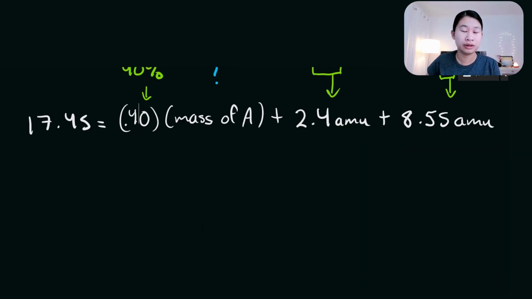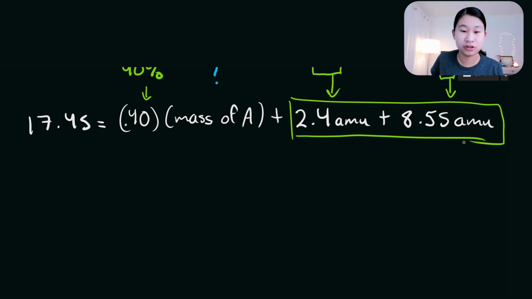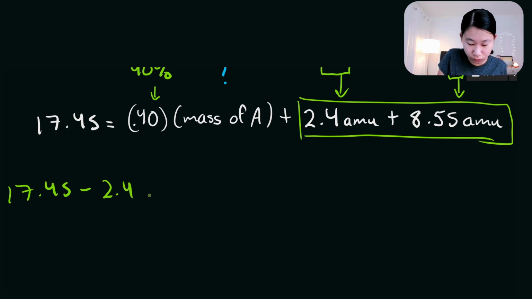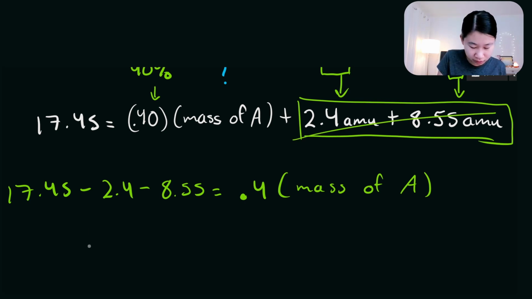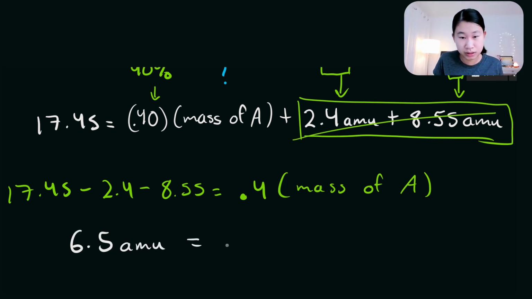Now to solve for the mass of A, let's subtract this green part so that it appears on the left side. That's going to be 17.45 minus 2.4 minus 8.55. That's going to be equal to 0.4 times the mass of A. Subtracting 2.4 and 8.55 from the right cancels these out. On the left, you'll get 6.5 AMU, and that's going to be equal to 0.4 times the mass of A.